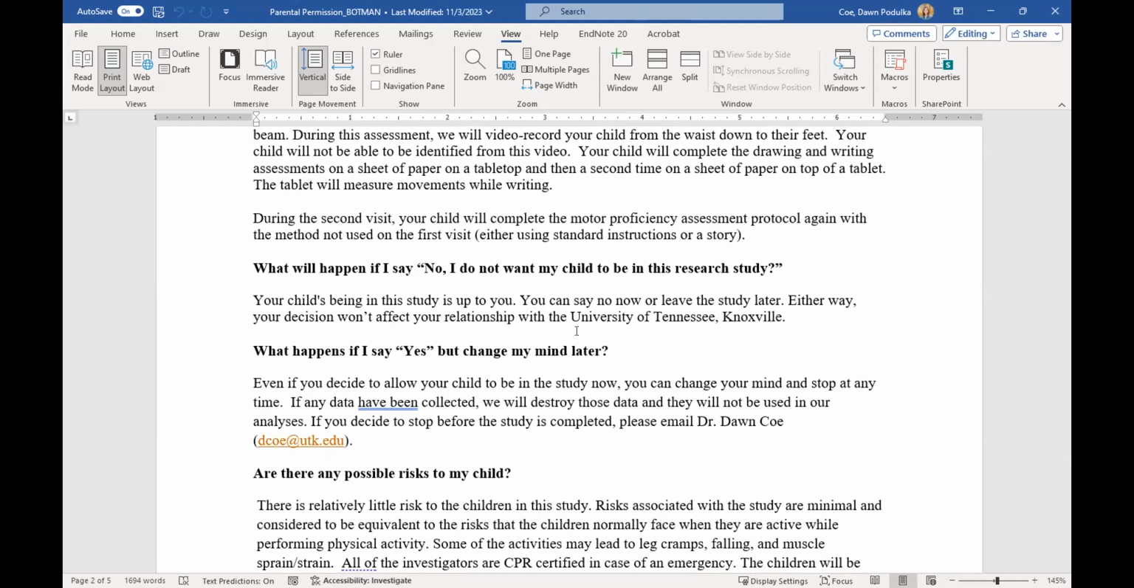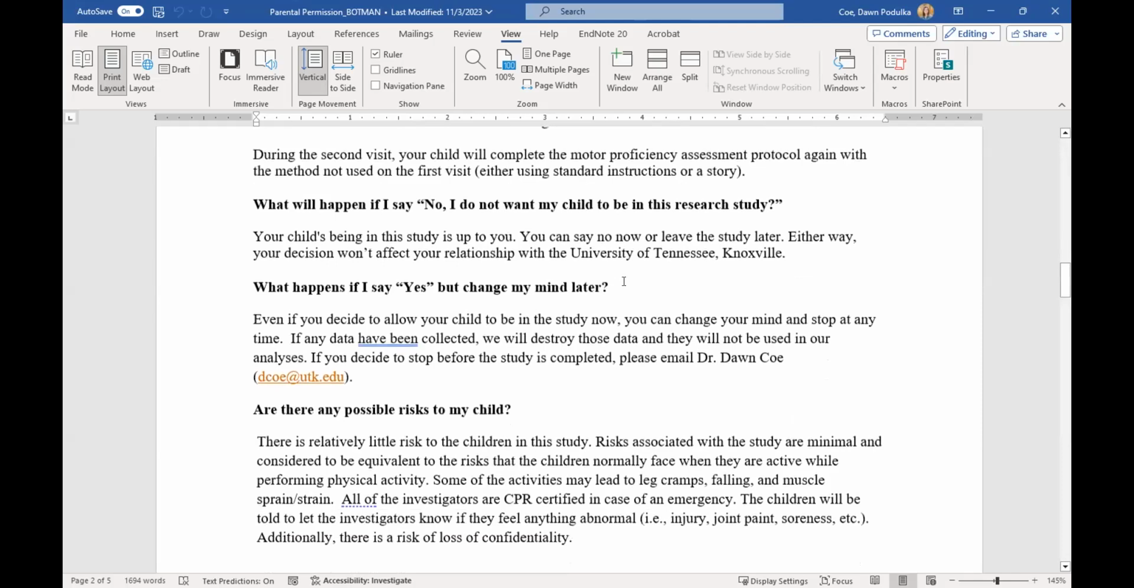What happens if they say yes, but then change their mind? We have had this happen a few times. If that's the case, they can stop at any time. And whatever data we have collected, we will destroy and not use in our analysis if they decide to withdraw from the study.